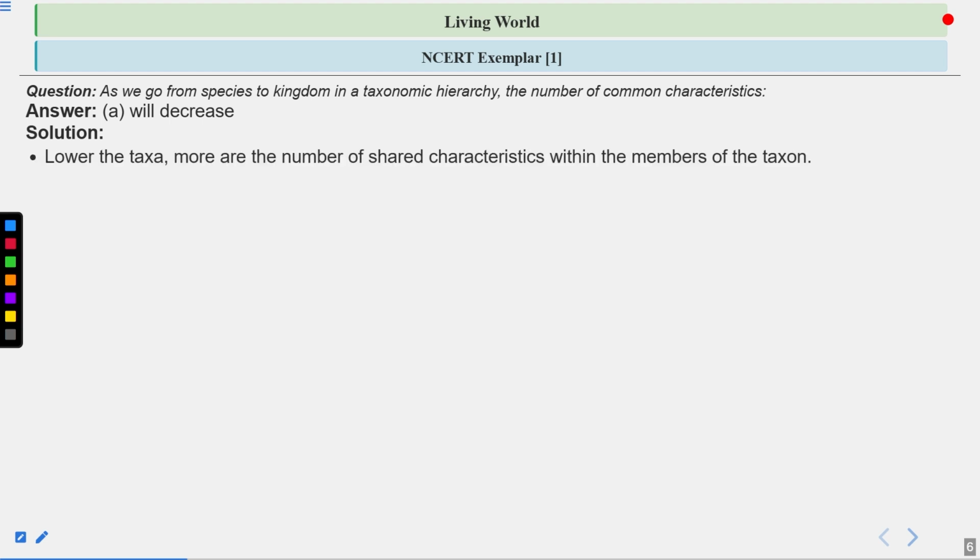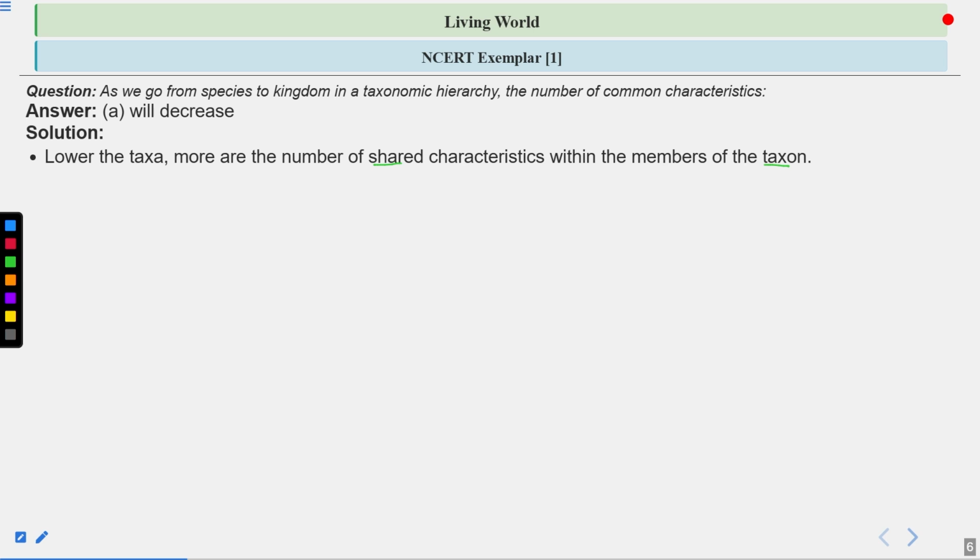Lower the taxa, more are the number of shared characteristics within the members of the taxon. Species is the lowest taxon, the lowest category. It is a very specific group, and the number of shared characteristics is maximum within the members of a species. As you move from species to genus, family, order, class, then phylum or division, and finally to kingdom, the number of common characteristics keeps on decreasing.